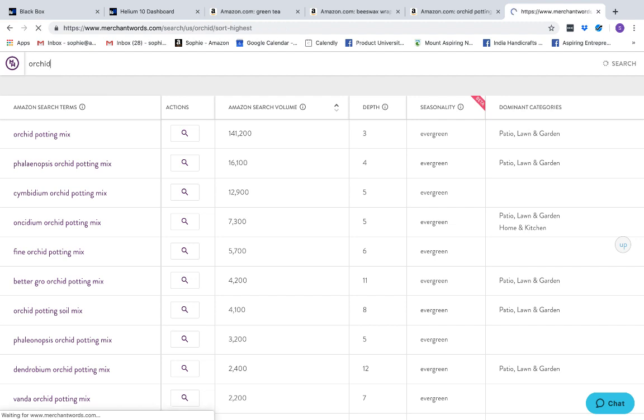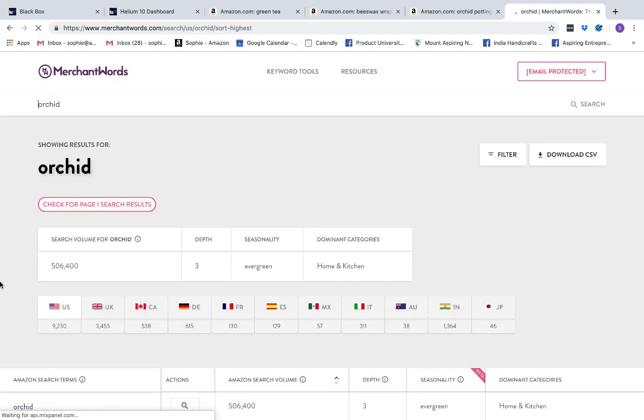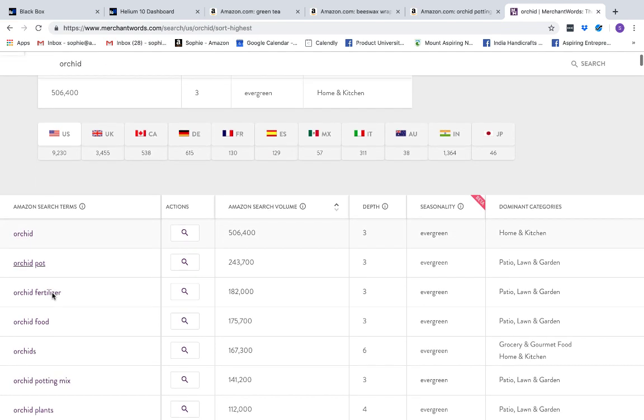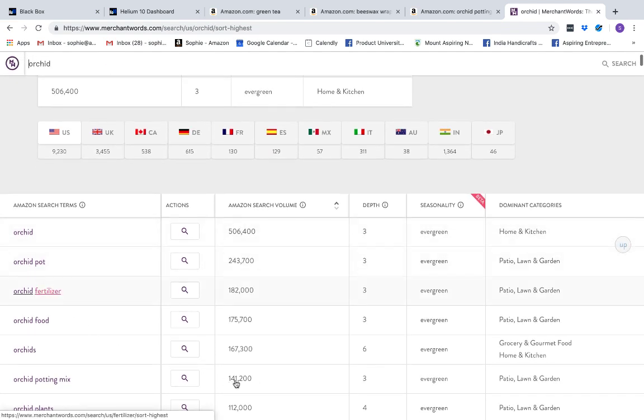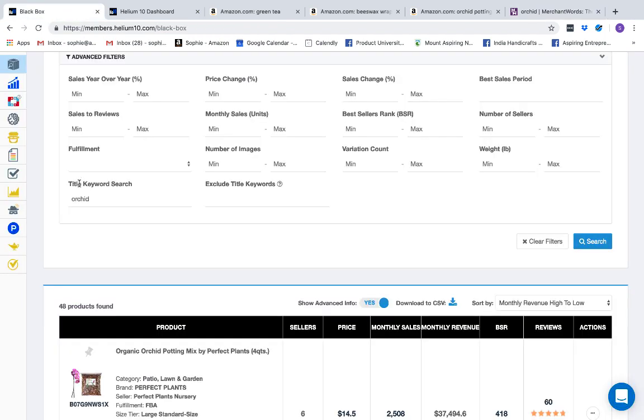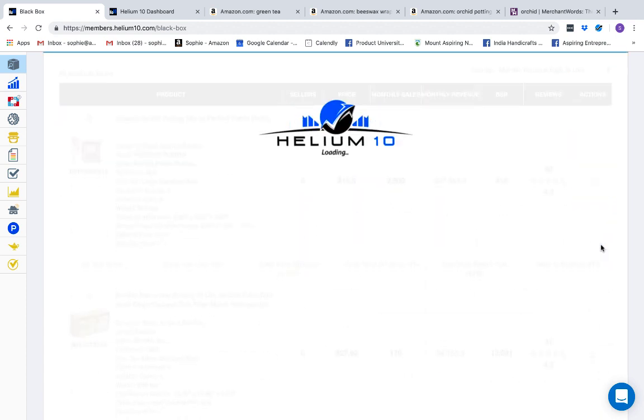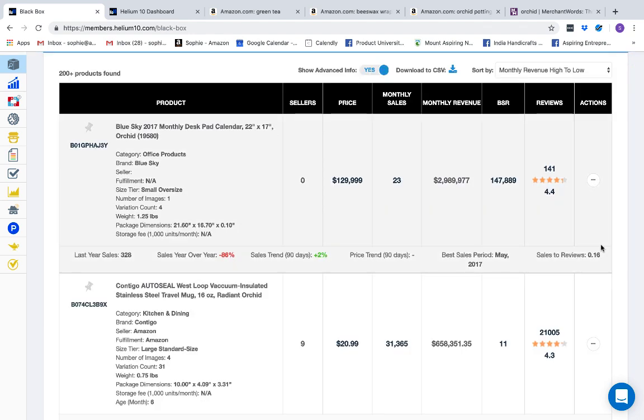When you go back to that stem keyword, you often get products that you hadn't even thought of. So we started with potting mix at 141, but actually orchid food is higher, orchid fertiliser is higher again, orchid pots way higher again, so almost double. So maybe orchid pots is the opportunity. So then we go and do that same process to see what's actually making sales. But you often find the best products on the second wave of research.